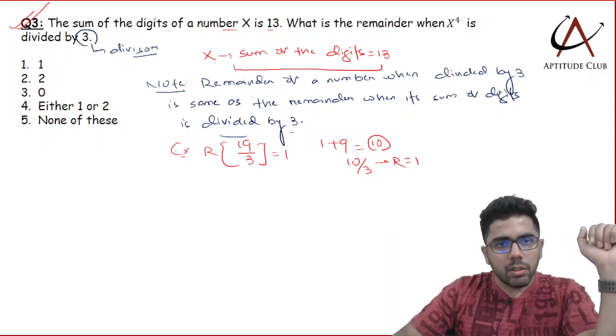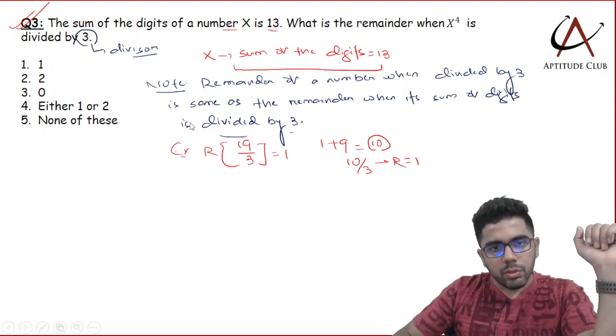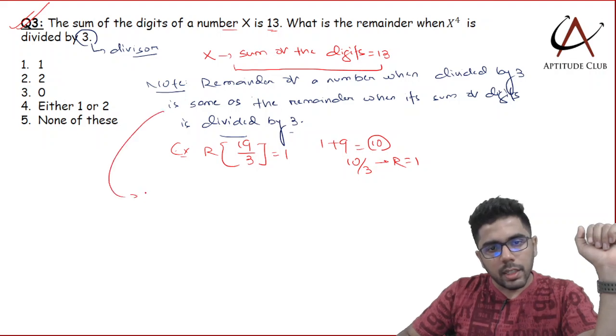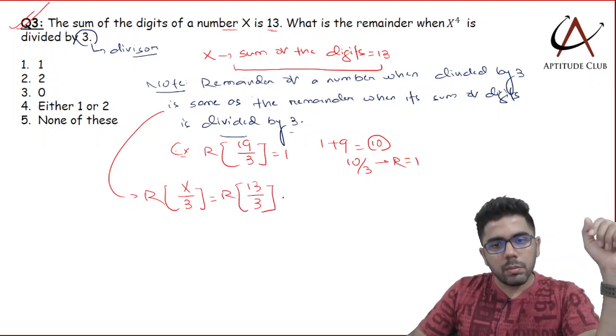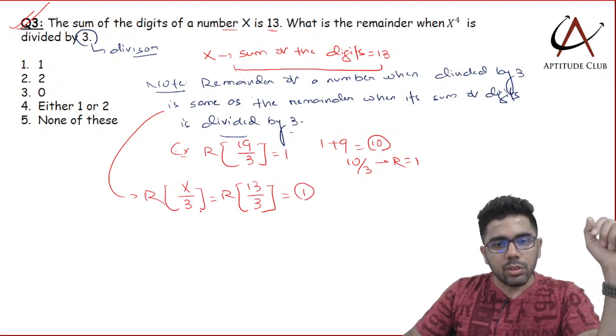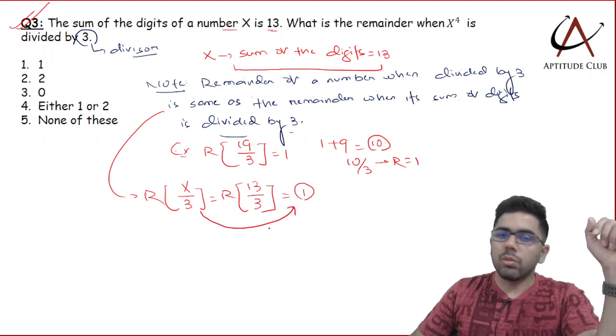So sum of the digits of the number x is 13. So from this principle I can conclude remainder of x when divided by 3 is same as remainder of the sum of digits of x when divided by 3. So 13 divided by 3, remainder 1. So I can say x को जब 3 में divide करेंगे remainder is 1.